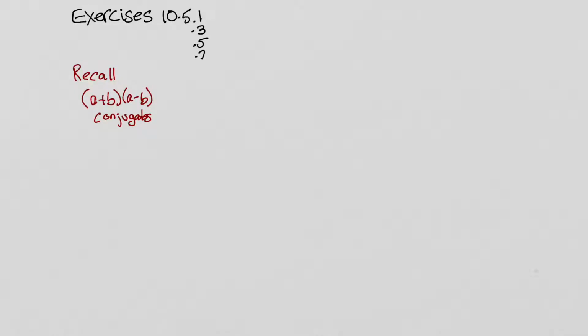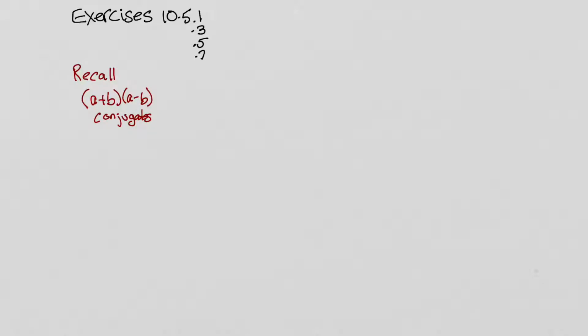Some of the problems that we're going to work through in this section, 10.5, deal with multiplying conjugates. Now, long ago we had developed a rule for this, but let's just do that again. So here's how we're going to do this. We're going to just multiply through.